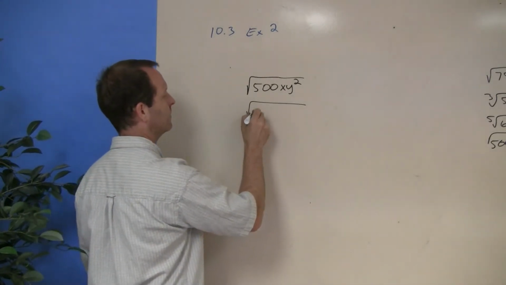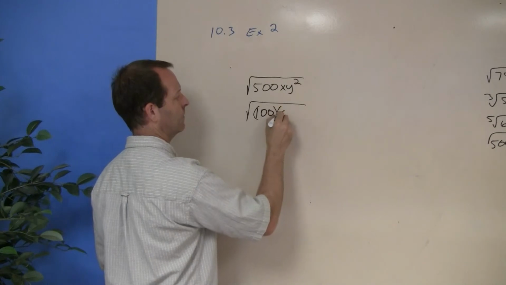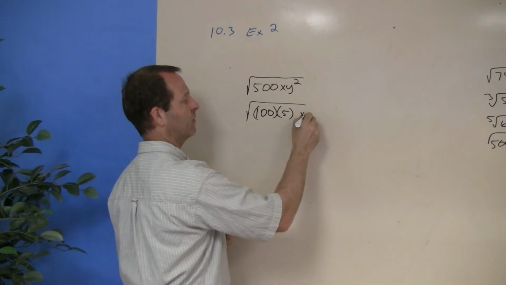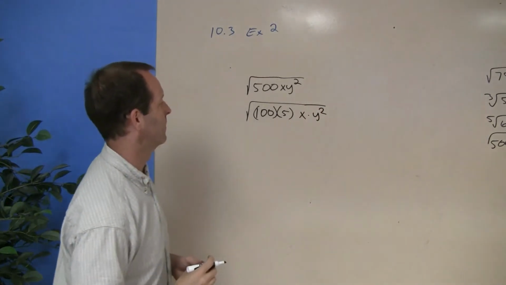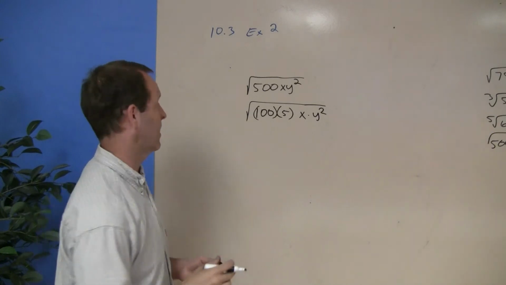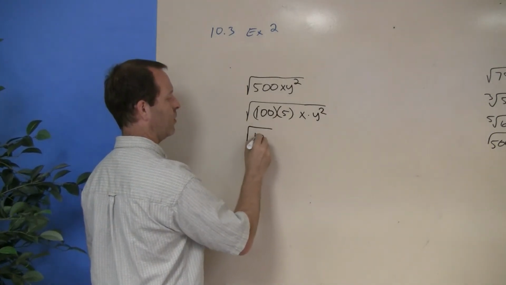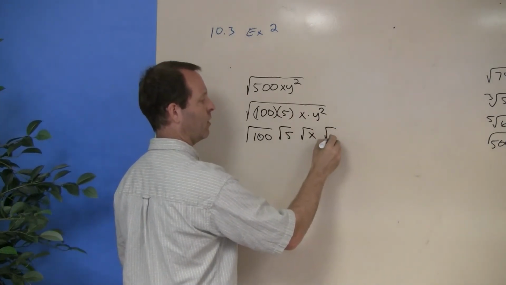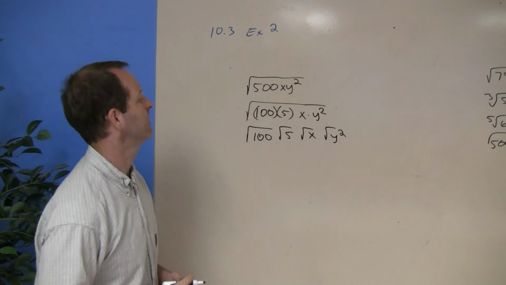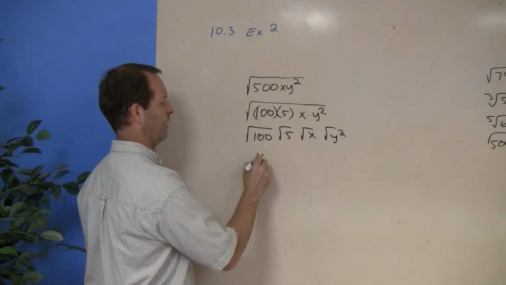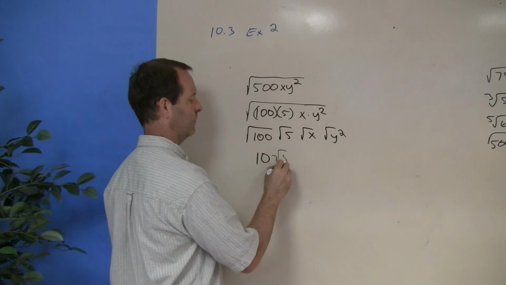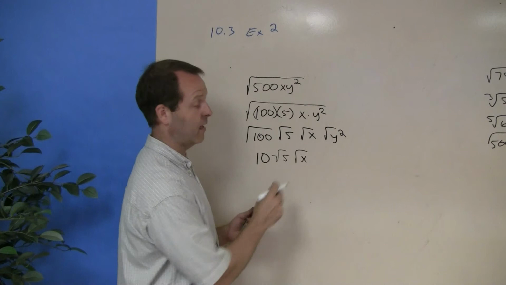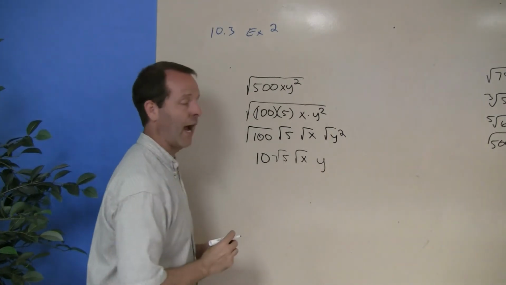100 times 5. The x is just an x, and the y squared is just a y squared. But I can put them all underneath their own radicals now. So I have the square root of 100 times the square root of 5 times the square root of x times the square root of y squared. The square root of 100 is 10. Square root of 5, square root of 5. Square root of x, square root of x, and the square root of y squared is y.